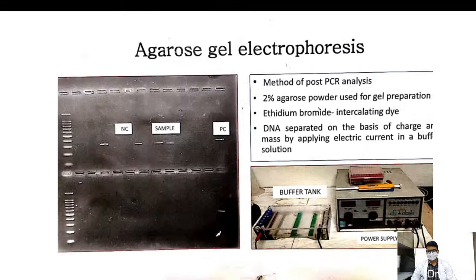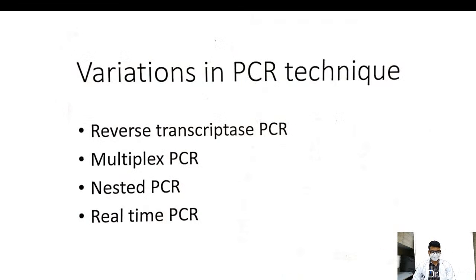So there are many methods. This is the conventional method where we see the detection of our amplified product depending upon the mass charge ratio. The other modes of detection are real-time PCR, where we use fluorescent dyes. That I'll tell in the further slides.